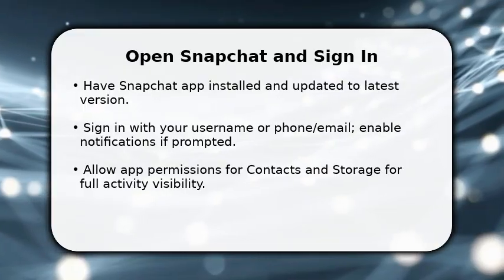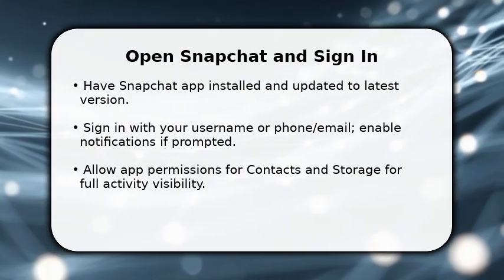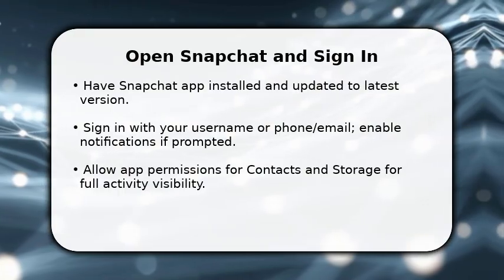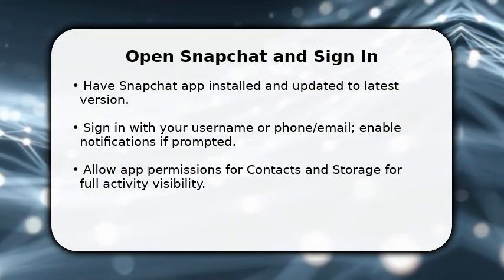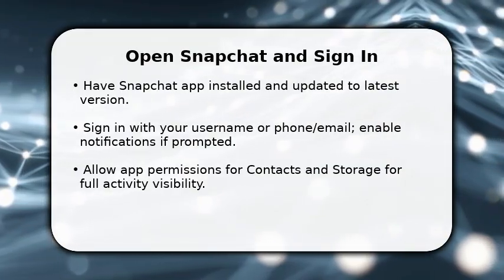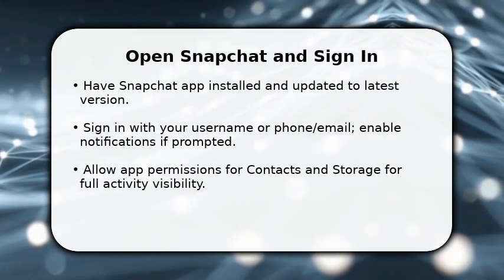You're starting inside Snapchat. Open the app and sign in if you haven't. Once done, make sure the app is updated to the latest version so features match these steps. You may be asked for permissions, grant contacts and storage so Snapchat can show certain activity details.